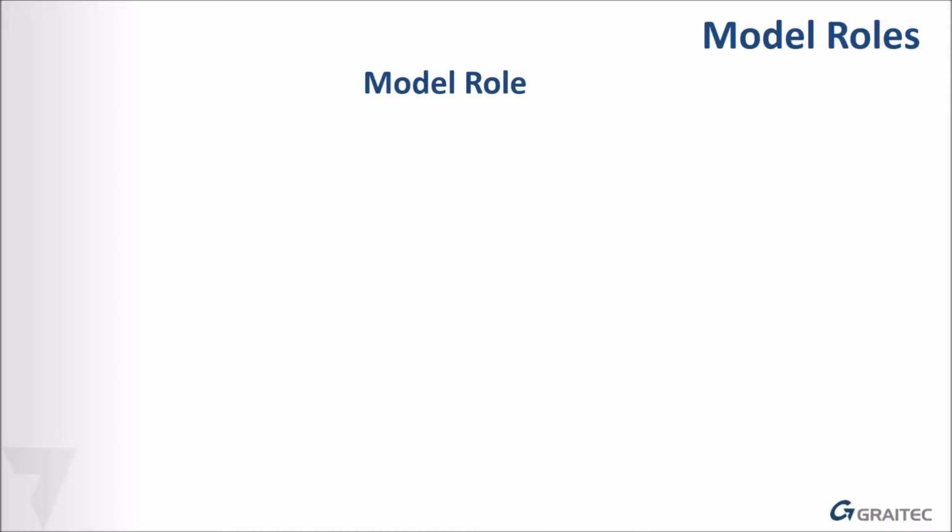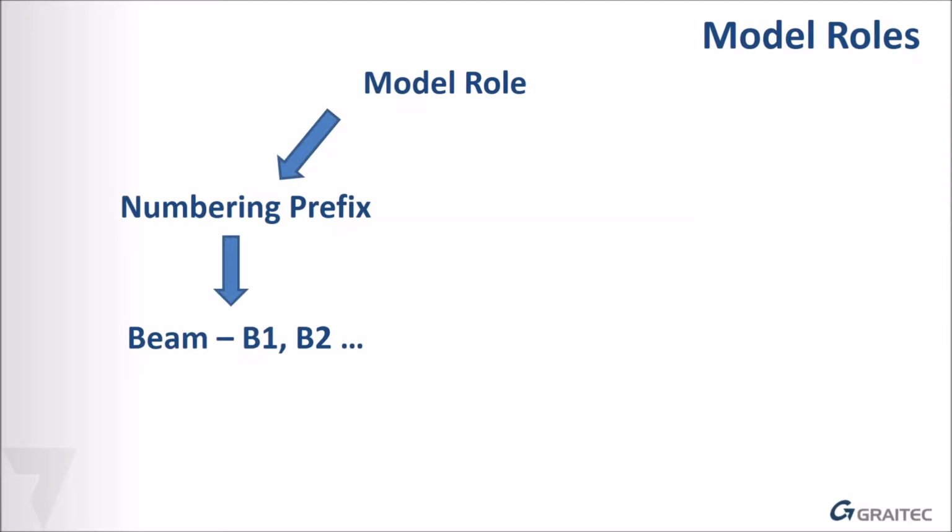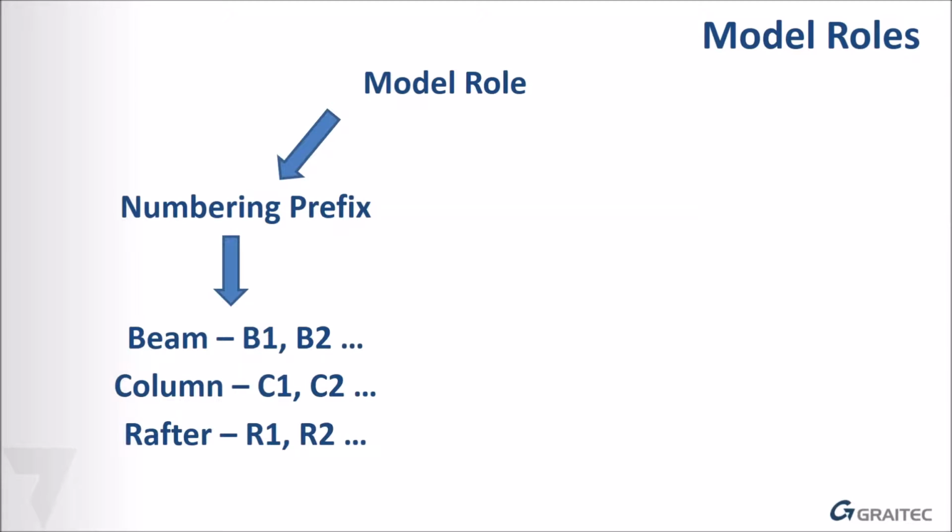So when we assign a model role, it does two things. It assigns a numbering prefix. For example, everything that I call beam, it will call B1, B2, B3, and so on. If I use the model role column, it gives a prefix of C1, C2 for the columns. Rafters, R1, R2, stringers, SG1, SG2, and so on and so forth. You can completely customize them if your company wants to do something different.